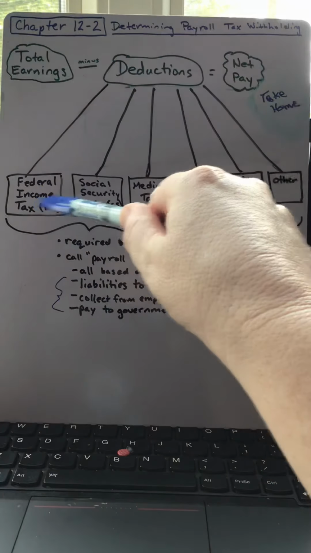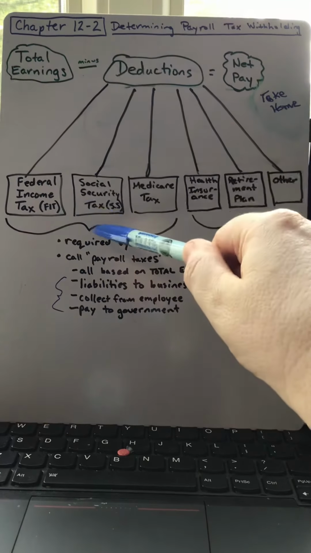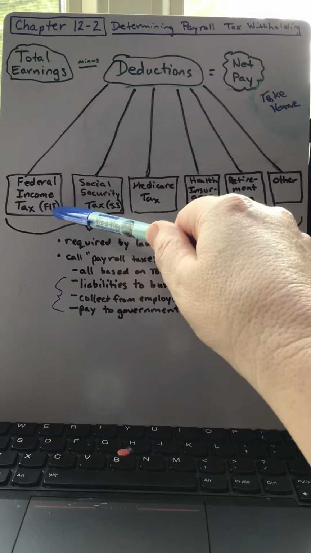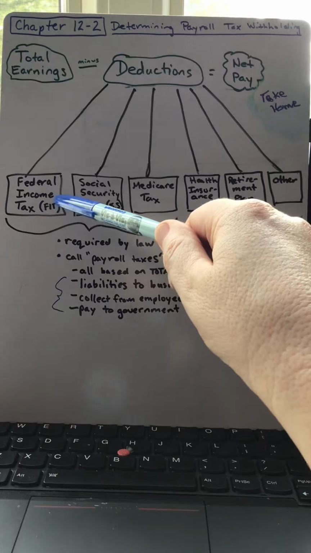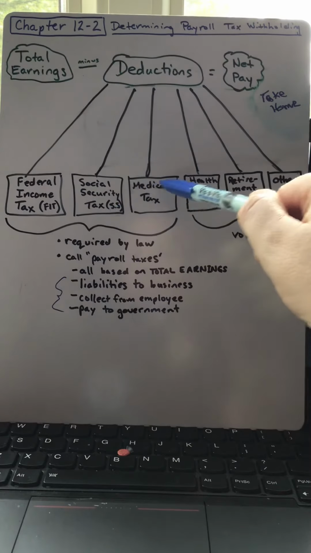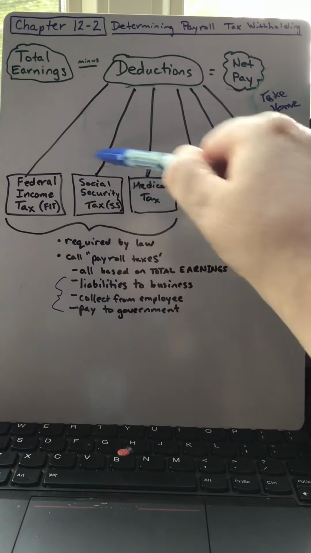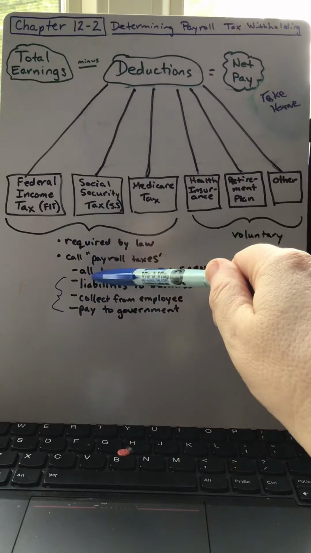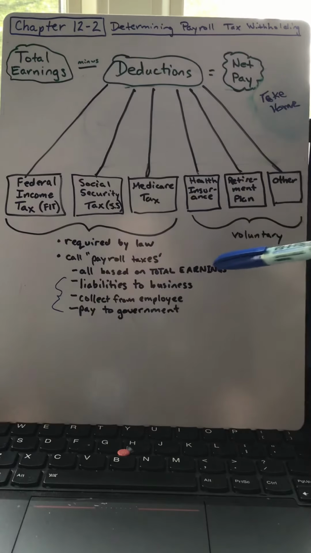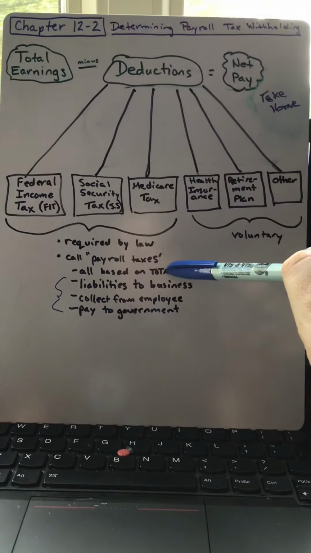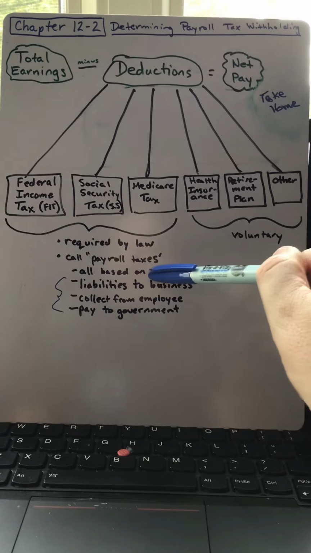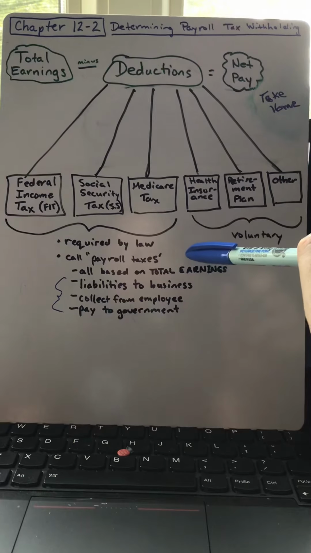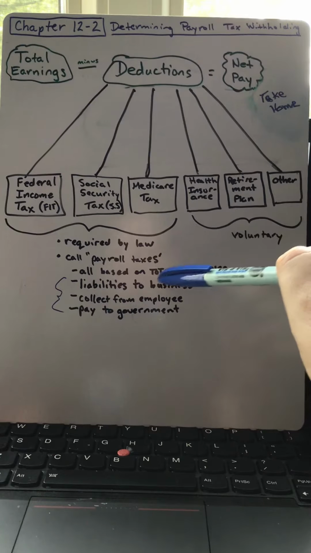And then we have these other 3 which are required by law. They're not your choice, you have to do them. And that's federal income tax, which you'll see me write as FIT most of the time, and then Social Security tax and Medicare tax. These are all collectively called payroll taxes. And the important thing is that they're all based on total earnings, and total earnings, again, is that number that we figured out in 12-1 for regular and overtime, and it is the basis for a lot of calculations. So if you mess up total earnings, it's going to be a problem for you in this section for sure.